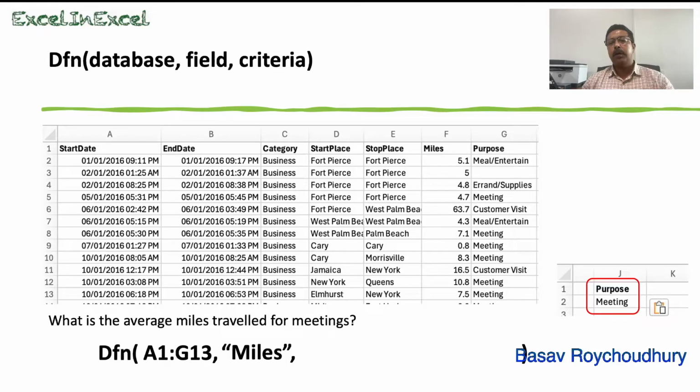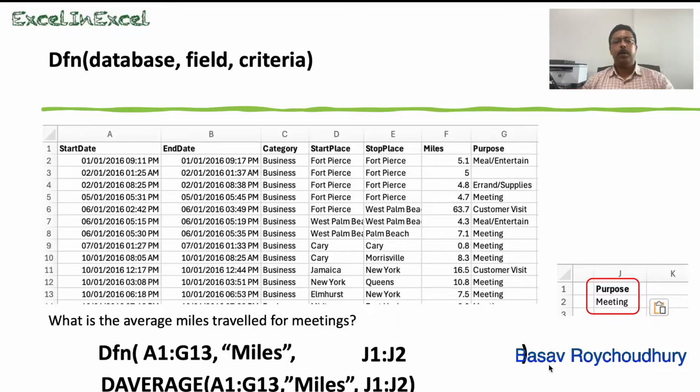So what I prefer to do, when I write the criteria, is not to type in purpose or meeting, but just copy and paste it, so that there is no chance of making a mistake. So in this case, our criteria is J1 to J2. This is the criteria, and therefore my actual function will look like this: DAVERAGE A1 to G13, miles, J1 to J2. Right? So we can work this out in Excel and see whether we are getting the correct result.